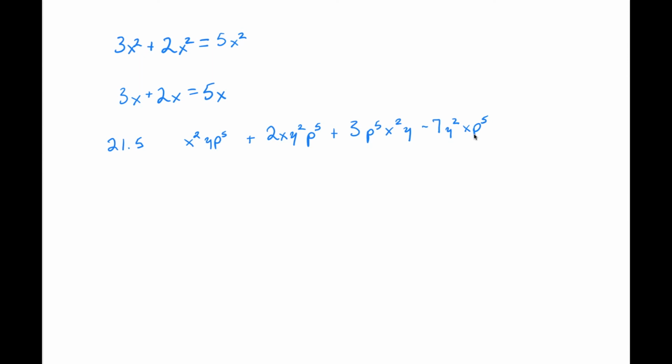This one's kind of confusing. It's pretty long. The big thing that I see here, or the thing that will help you the most, is to rewrite this with the variables in the same order, and the easiest order is alphabetical. So let's do that. Let's rewrite everything in the same alphabetical order so that it's easier to see if we have like terms or not.